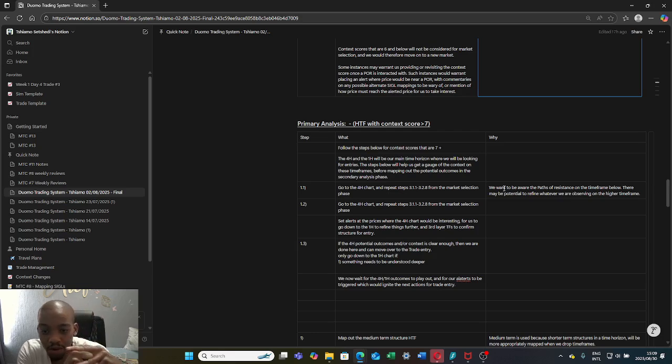The 1 hour and 4 hour will be our main time horizon. We will be looking for entries. The steps below will guide us to get a gauge of the context on these time frames before mapping out the potential outcomes and the secondary analysis. Go to the 4 hour chart and repeat the steps from the market selection. Then go to the 1 hour chart and repeat the steps in the market selection.